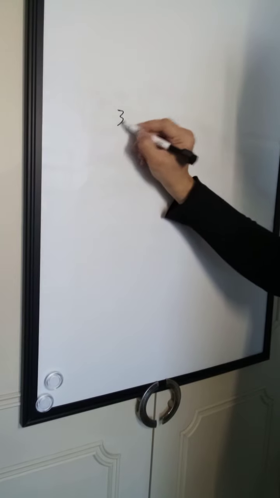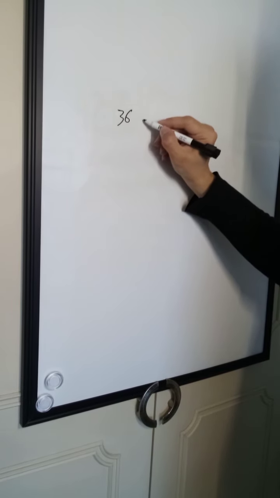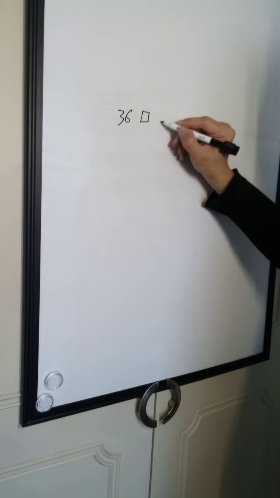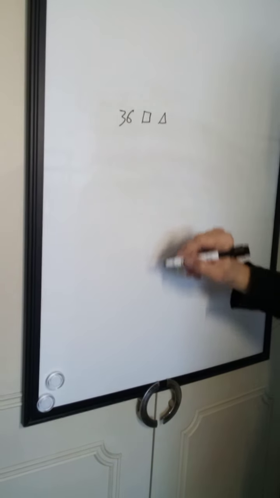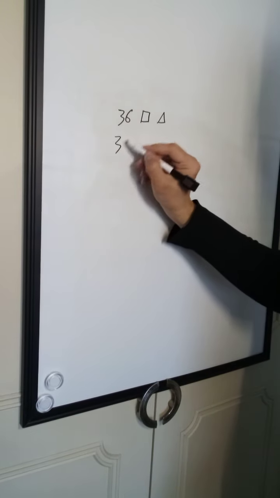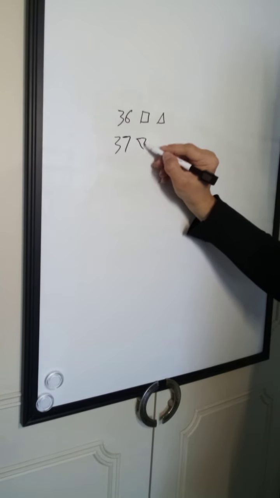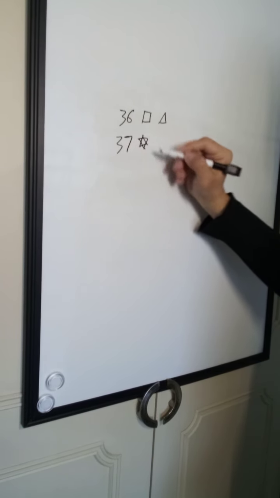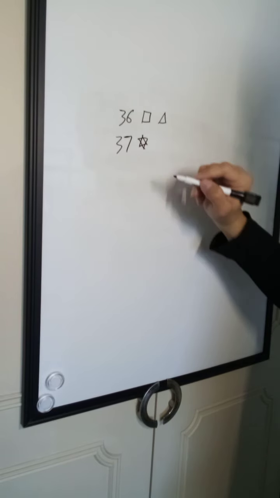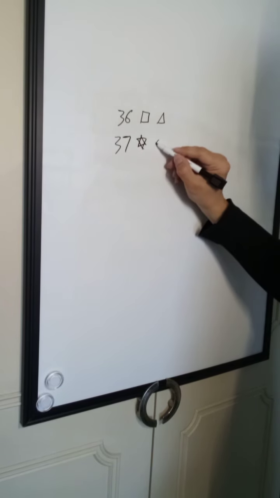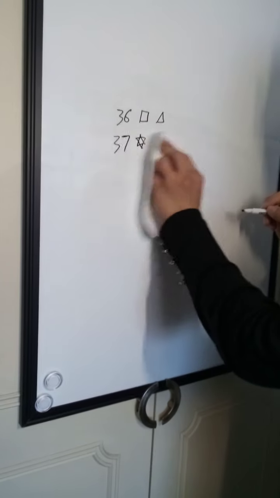So there are multiple numbers with different properties, such as 36, which is both a square and a triangular number. 37 is a star number. Let's see how well my drawing does. Not that great. And also a hexagonal number. Let's see how that works. Not too great. I'll just write it.